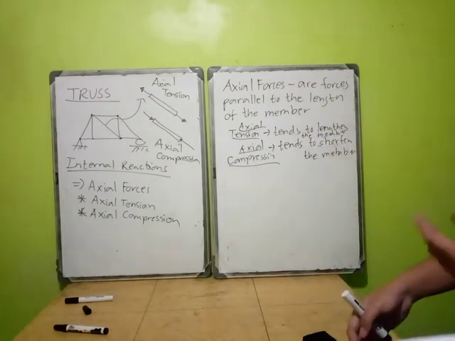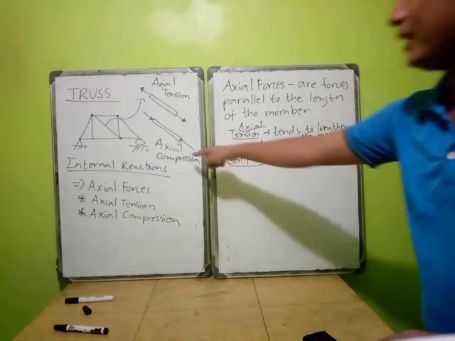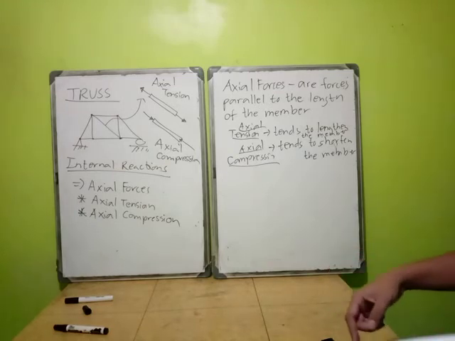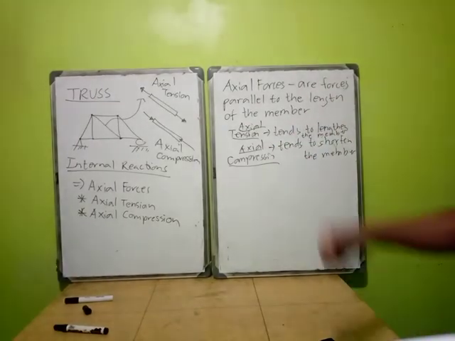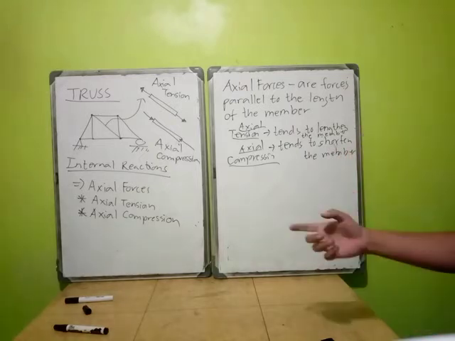Okay, tends to lengthen the member. Yung axial compression naman, it tends to shorten the member. Yan yung kaibahan ng axial tension saka ng axial compression. Okay. It is the only force that the truss can support. It cannot support other forces.